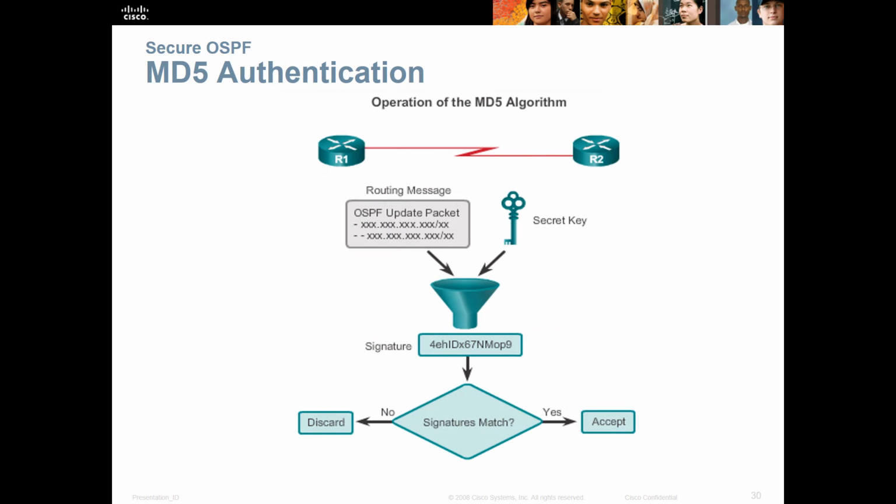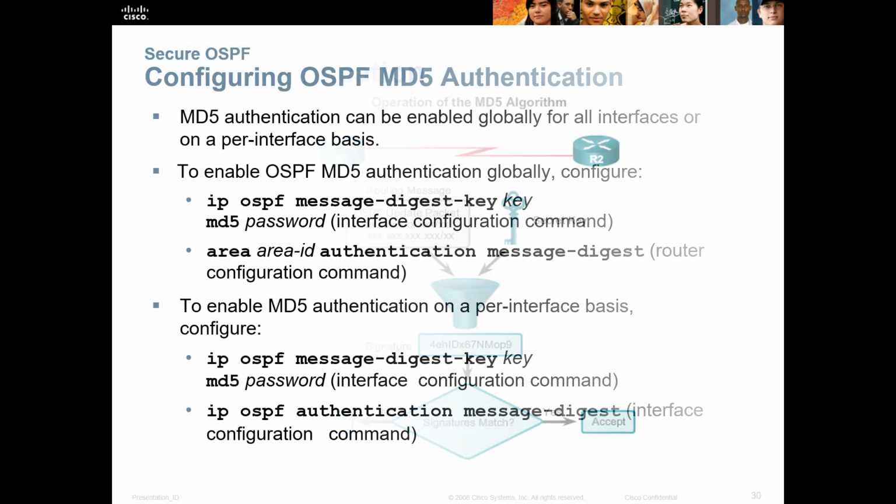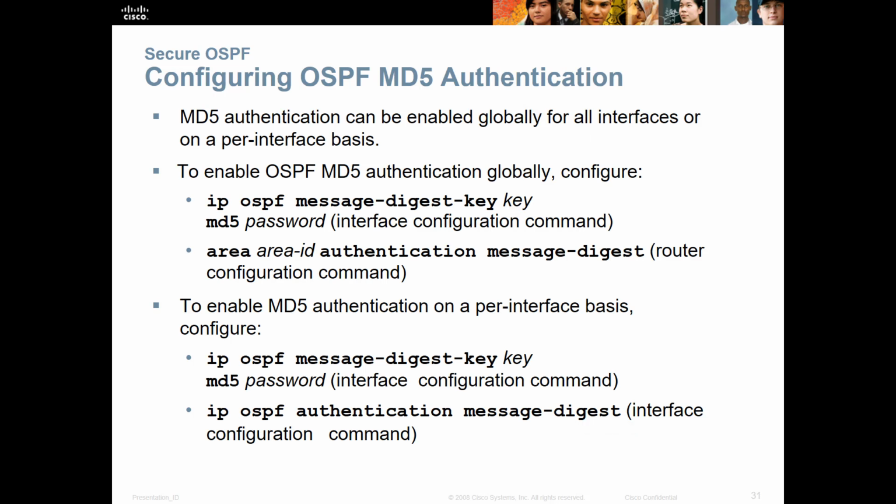So let's go ahead and talk about our MD5 authentication. We will actually have an OSPF update packet with a secret key, gets a signature, and essentially we're comparing the signatures. MD5 authentication is enabled globally for all interfaces. We do that by typing in IP OSPF message digest key, the key, MD5, and the password. The area ID authentication message digest is also one of the commands. So we're going to look at a few examples of these, so don't fret.